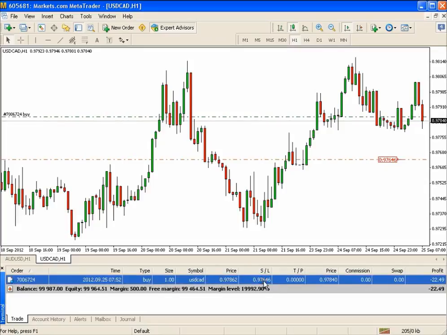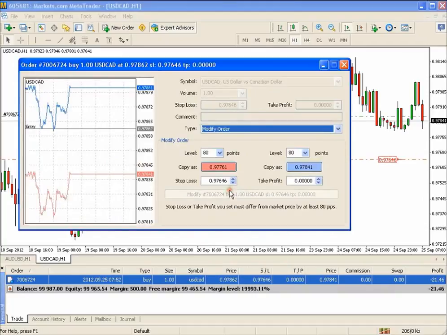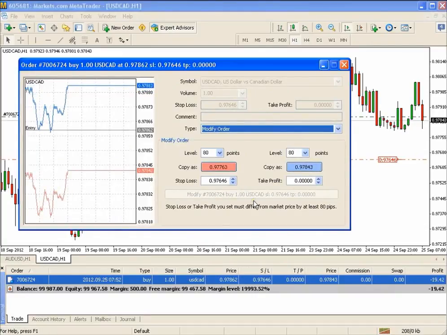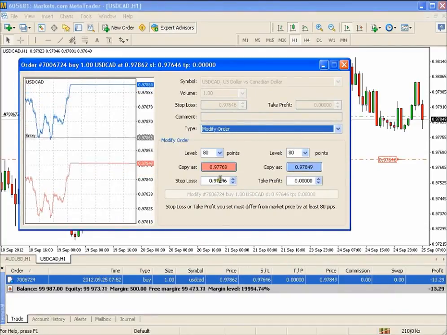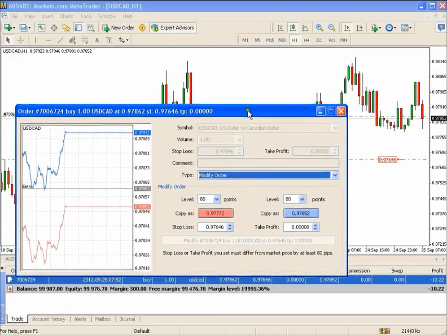So now let's go ahead and modify this trade. If you click on the trade, you'll see that it goes up in blue. If you right click on it, you'll get this little window across here. By clicking modify or delete order, it brings up the trade information again. You'll see the stop loss is automatically in there. These things we can't edit because it's fixed. The trade is already in US Canadian, we've already got a volume. The stop loss is the default thing that it's in, but now we can actually set a take profit.